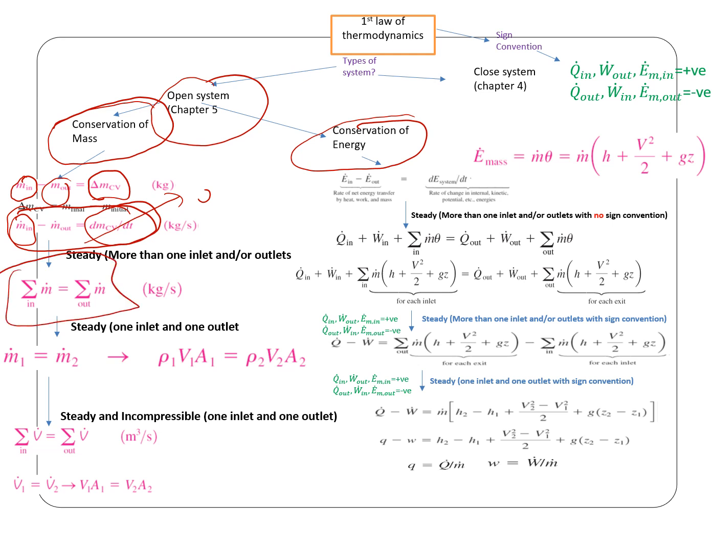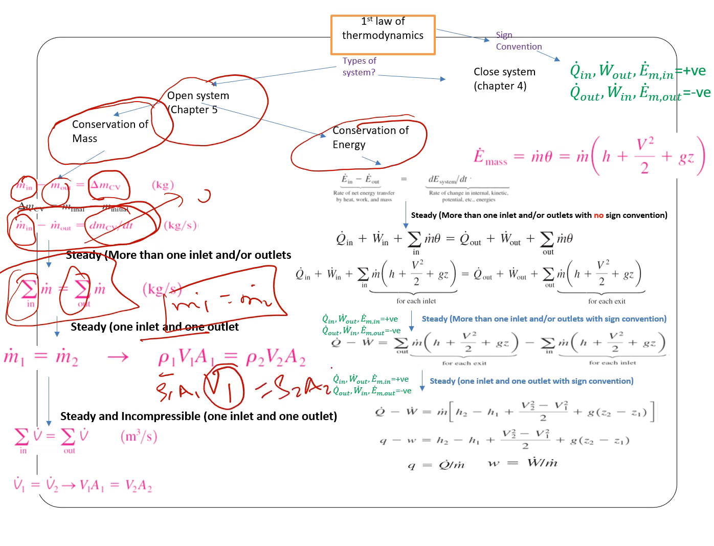So the summation of mass in equals the summation of mass out, if you have many inlets and outlets. But if you just have one inlet, then m1 becomes m2. This is a very common equation in thermodynamic devices where you have one inlet and outlet. And we know the formula for mass flow rate is rho1 A1 V1, where V1 is the velocity. This equals rho2 A2 V2.